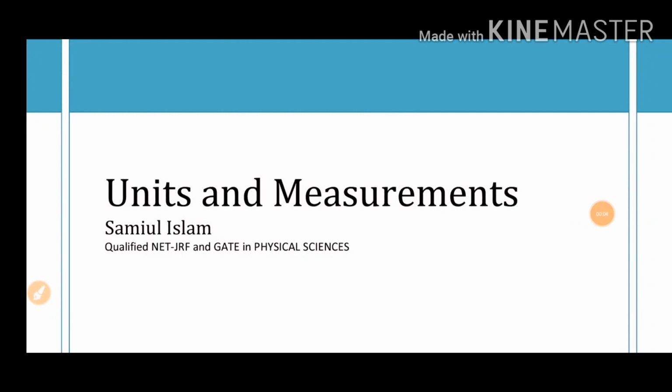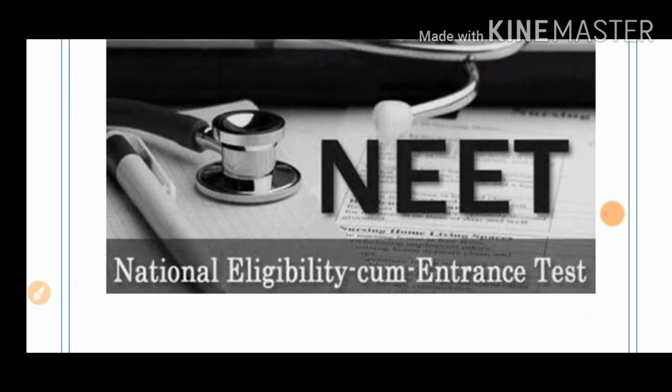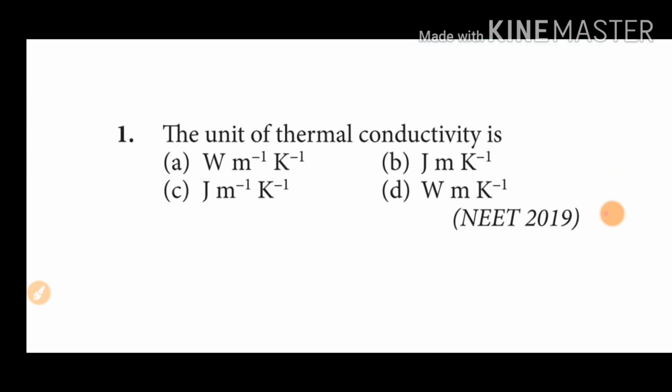Today in this video I am going to discuss 5 previous year questions from Units and Measurement chapter. Basically, Units and Measurement chapter is the first chapter of NEET physics syllabus. Okay. First question is: the unit of thermal conductivity is. Four options are given here.